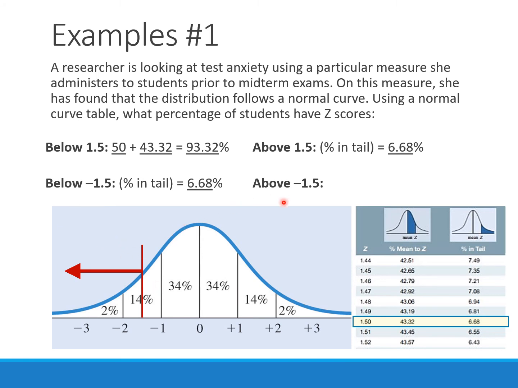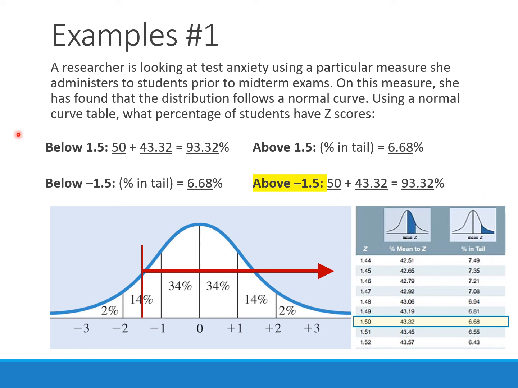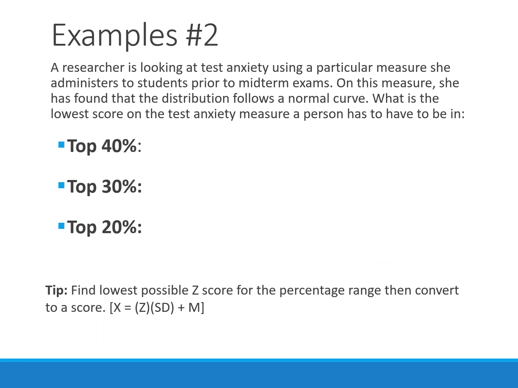Now what about above negative 1.5? Do you see a pattern here? Let's see what happens. Above negative 1.5 is going to be the same as below 1.5. It's symmetrical. It balances out so that the percentage of students who scored above negative 1.5 will be 50 plus 43.32, or 93.32%. Okay.